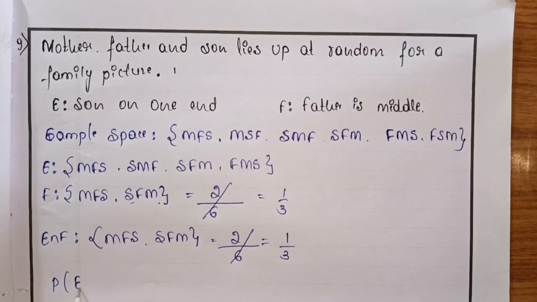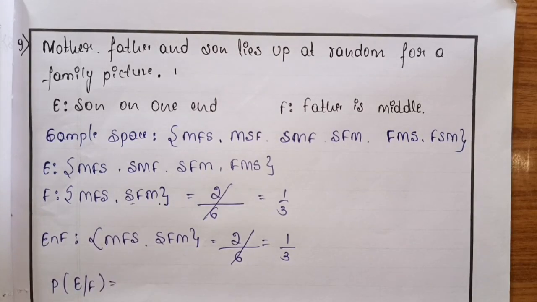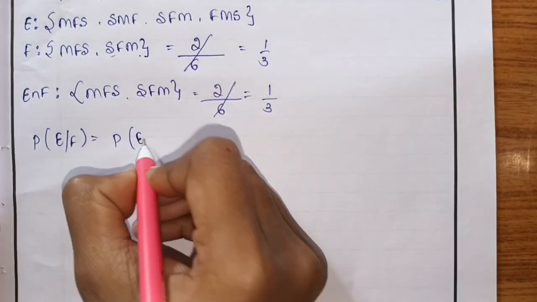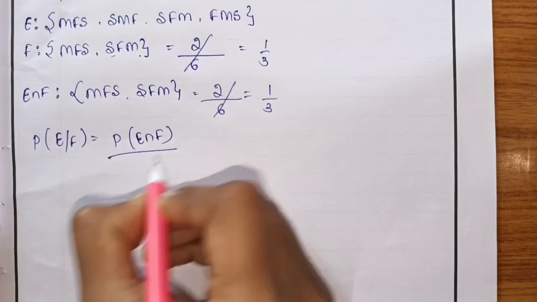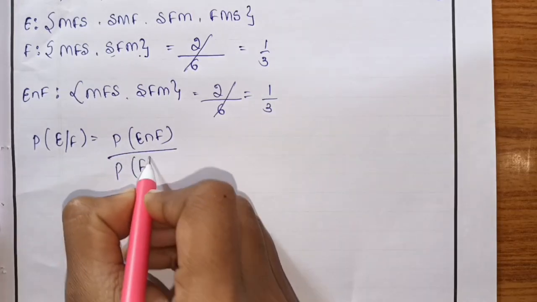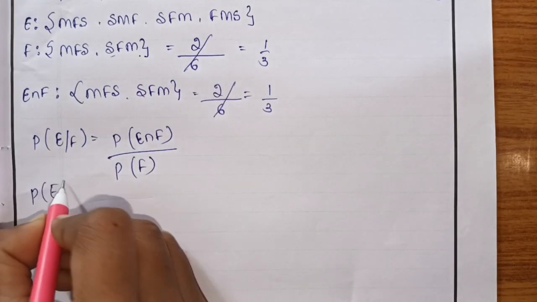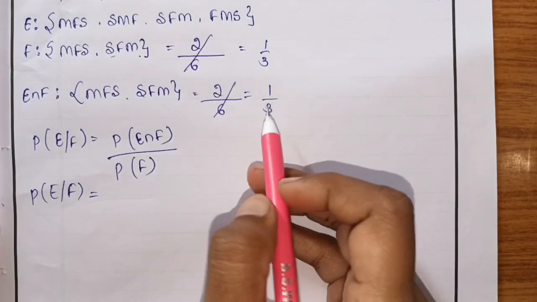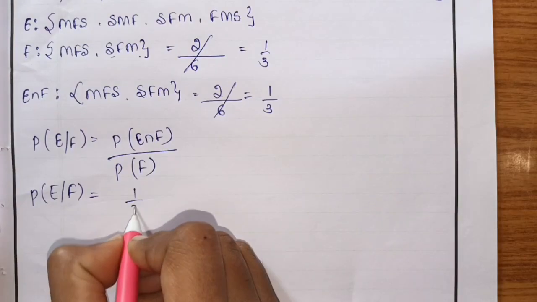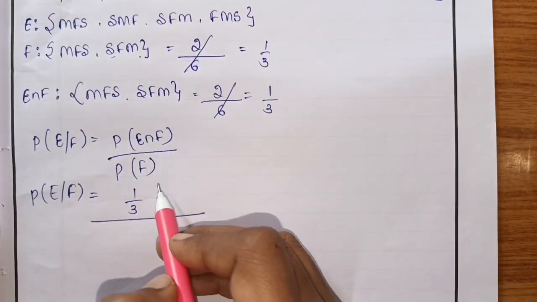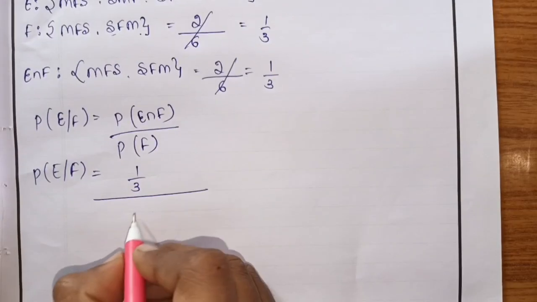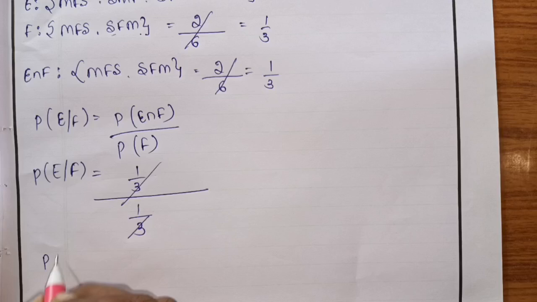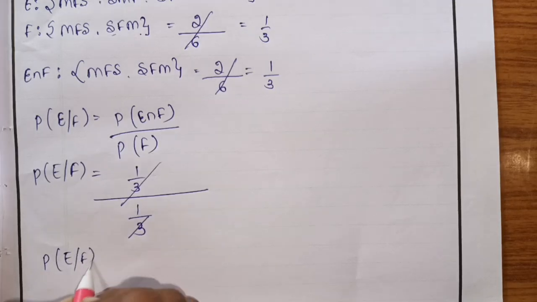Probability of E given F equals, what is the formula? Probability of E intersection F divided by probability of F. Probability of E intersection F is 1 by 3, divided by probability of F, which is 1 by 3. The 1 by 3 cancel, so the value of probability of E given F is 1.